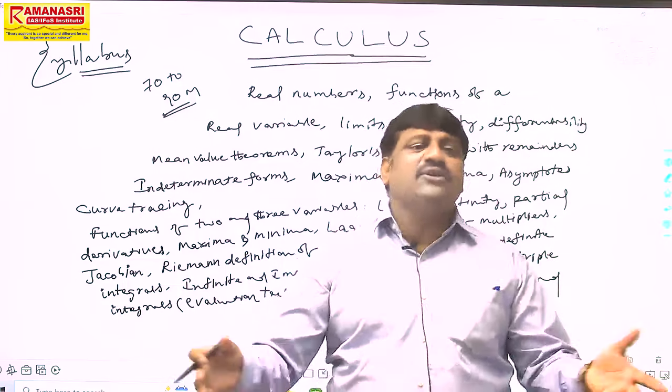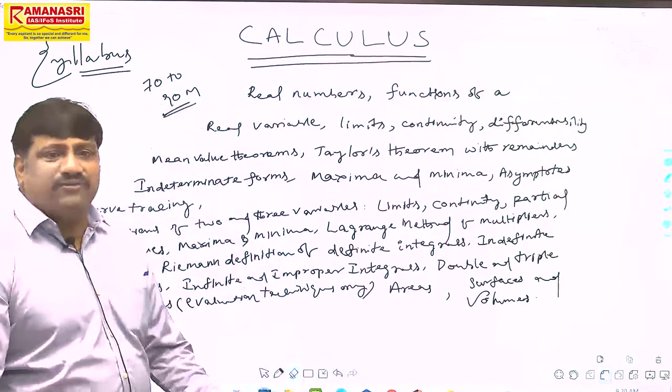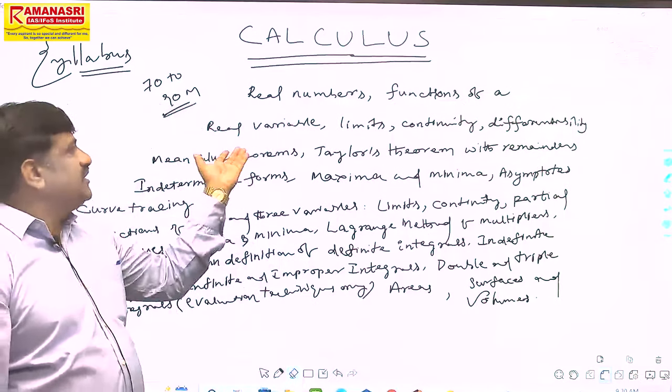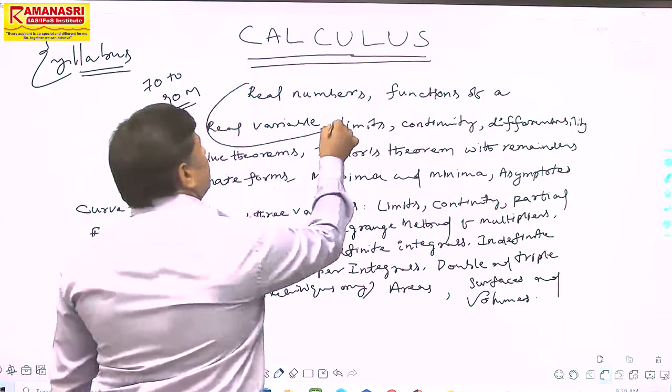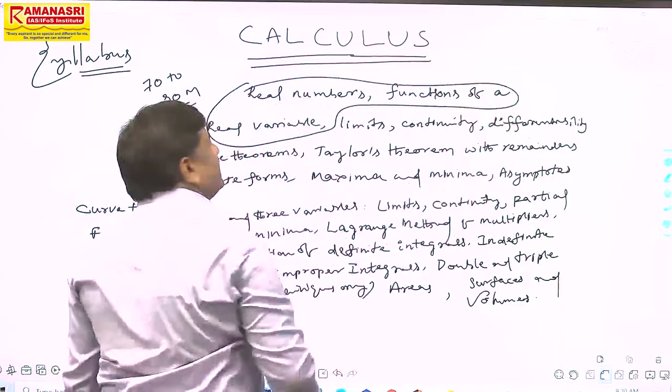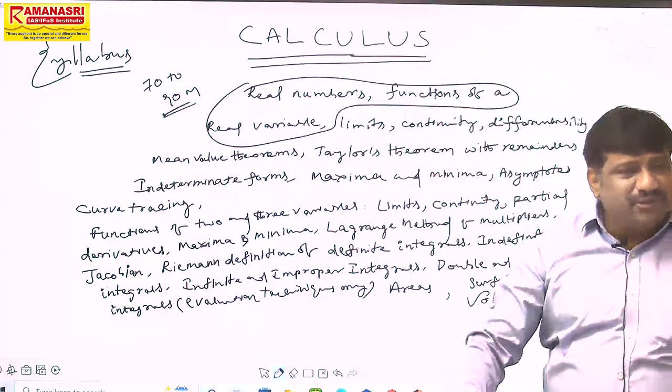समझ रहे हैं? Known functions and unknown functions. Lots of things will come. Algebraic function, polynomial function, lots of things. Functions of a real variable only. Okay, this is like a basic. Nobody will ask you questions on what is a real number and what are functions of a real variable.